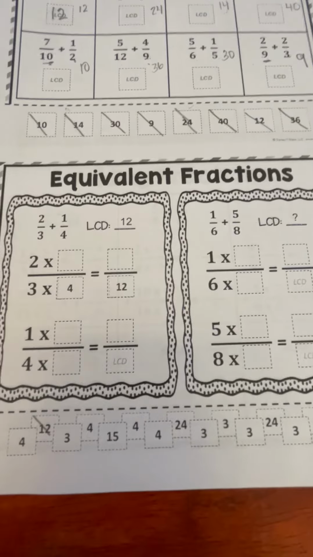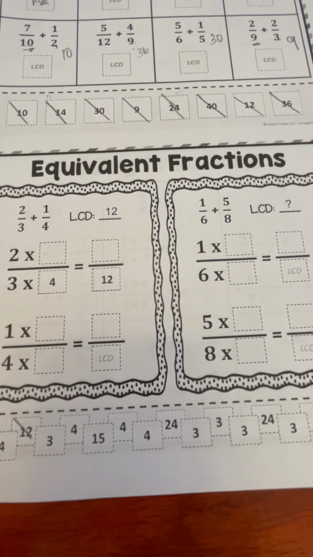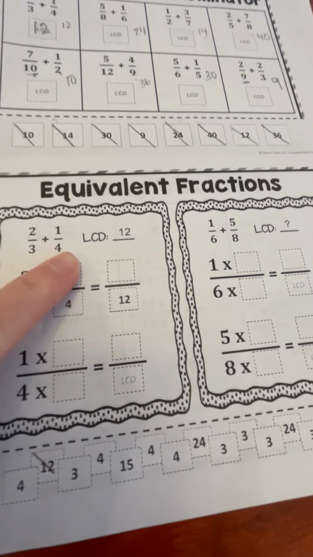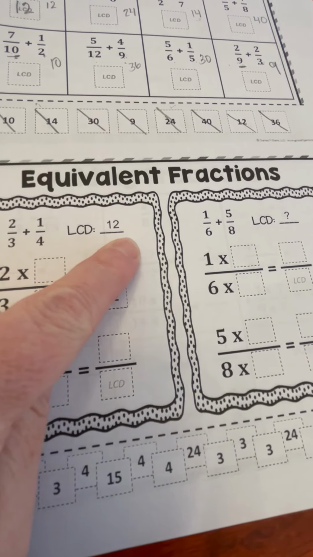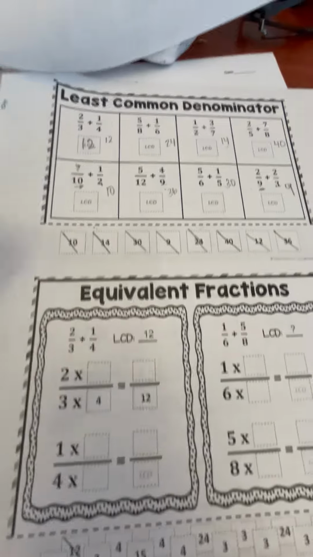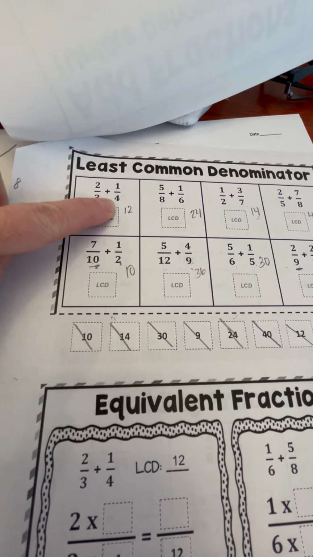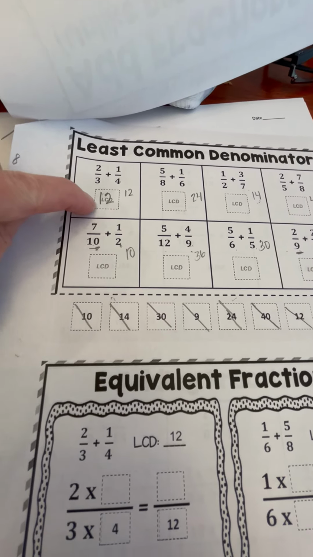All right, we're gonna make equivalent fractions. The first one, we have 3 and 4, and we know that the least common denominator is 12. Remember, that's what we worked up at the top. 3 and 4 have in common 12.